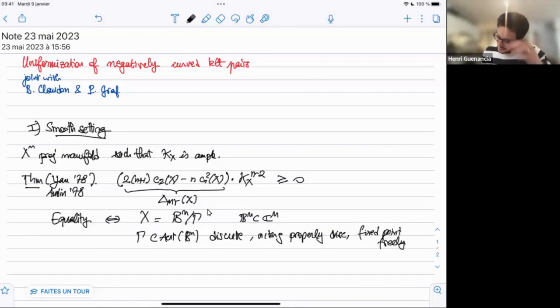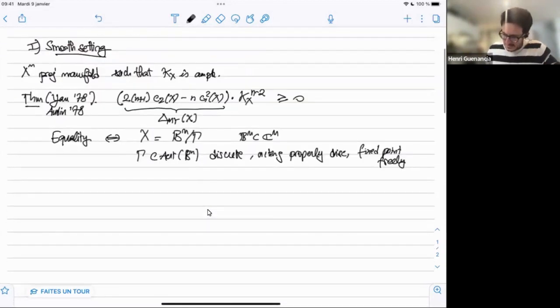Okay, so this is uniformization. You can see this as a generalization in a way of the Riemann or Poincaré-Koebe uniformization theorem in higher dimension. And right, maybe I can say a few things about the proof.